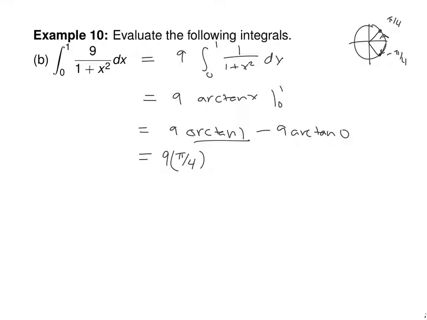Wouldn't the bottom negative pi over 4, that would be a negative? That would be if I'd asked you to find arctan of negative 1. Yeah. What is arctan of 0? When is tangent 0? 0. So the answer is 9 pi quarters for this one.